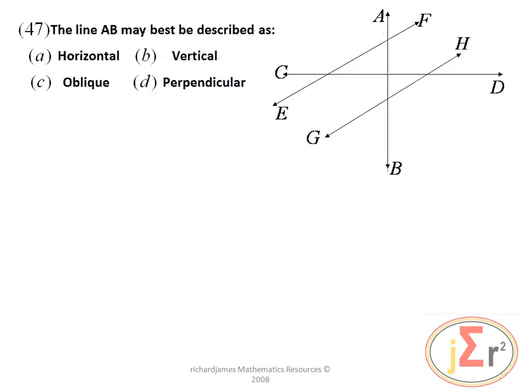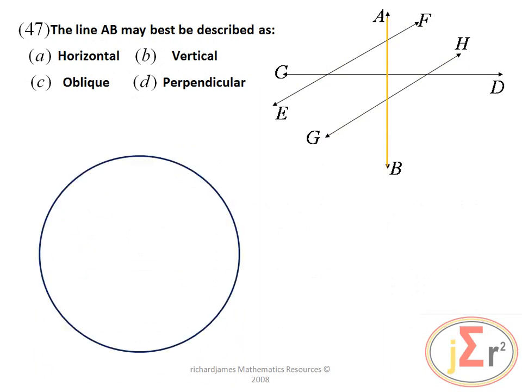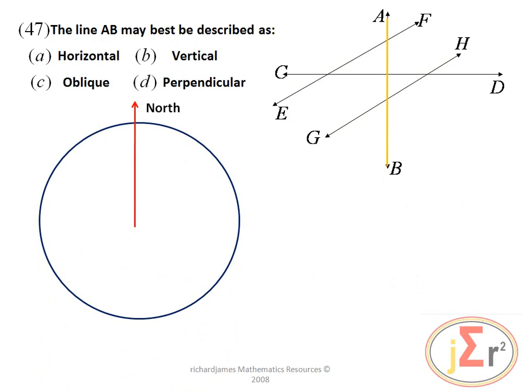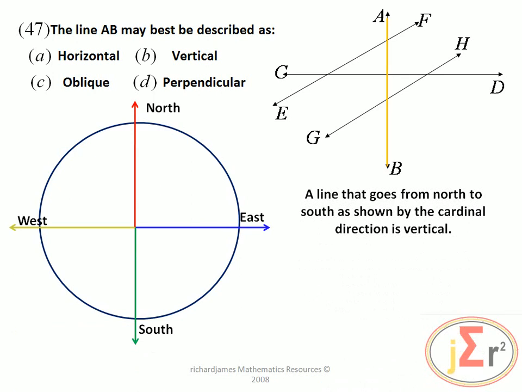The line AB may be best described as, where's that line AB? There it is. The line AB may best be described as... so we are putting up a system that we are going to use to help us describe the appearance of a line. A line that goes from north to south, as shown by the cardinal direction, is vertical. Let's look at that. If it goes like this, that line is vertical. Which line matches with that? Okay, that line matches perfectly with AB. The line AB is vertical. Option B is correct.